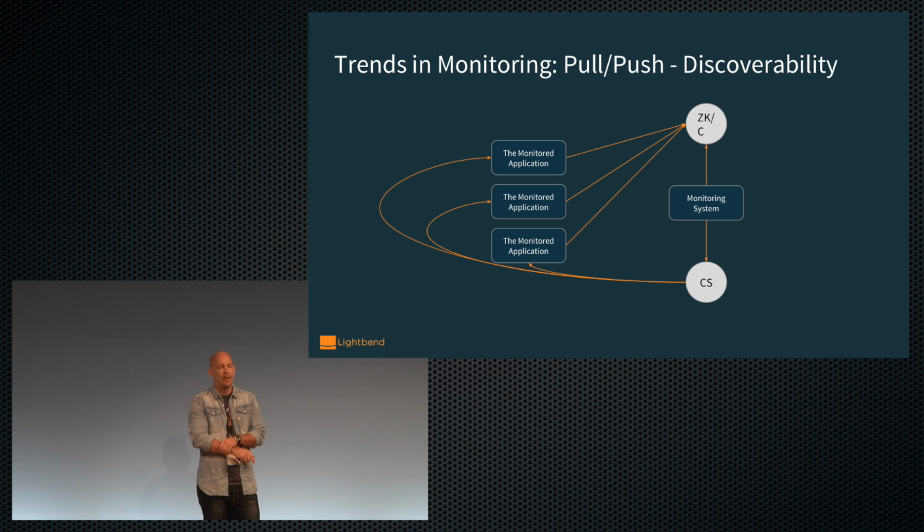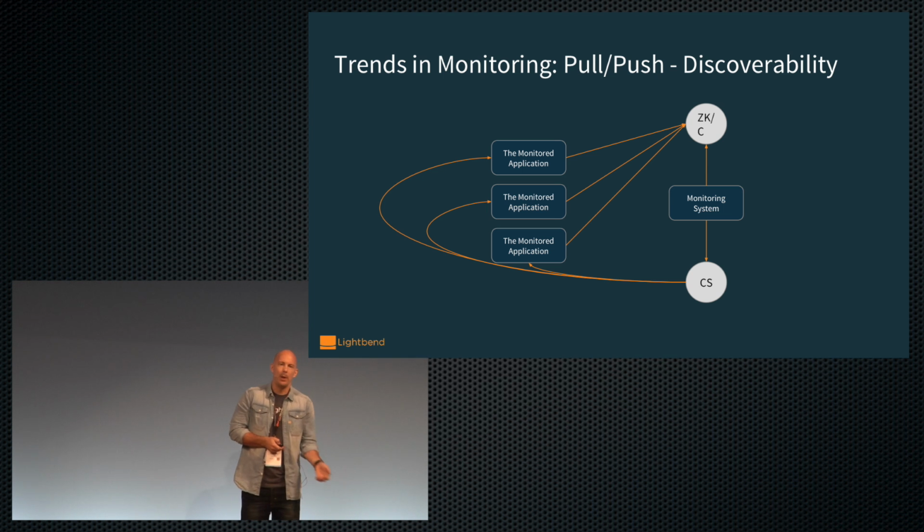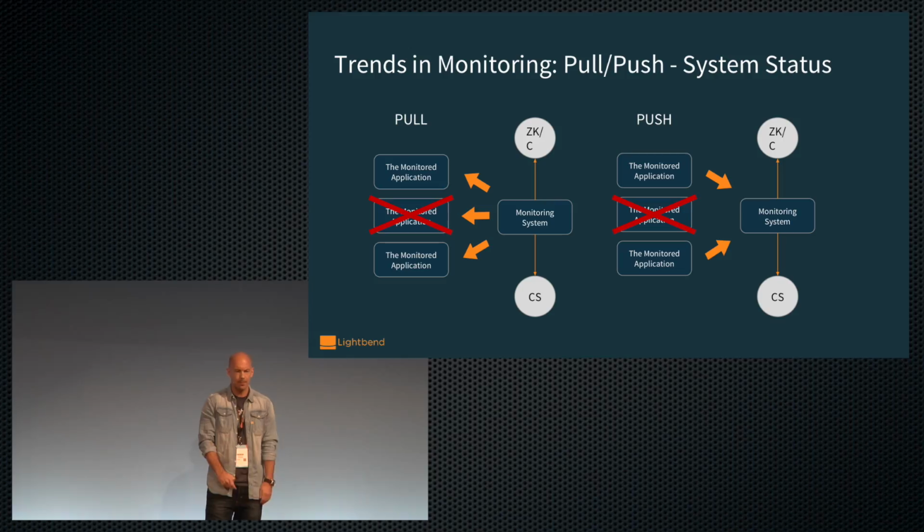Now, there are different ways of discovering what to monitor, depending on your infrastructure. One is where the monitored applications register somewhere, in this case it could be Zookeeper or Consul. Or you have a cluster scheduler that actually spawns these monitored applications, and you know where the monitored applications exist. So with either of those, the monitoring system can then query Zookeeper and say, what systems should I monitor, or the cluster scheduler, to receive the same information.